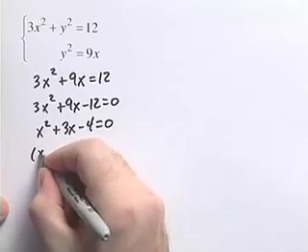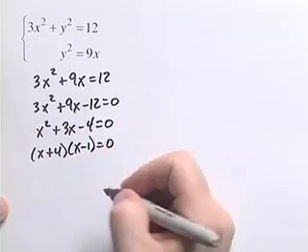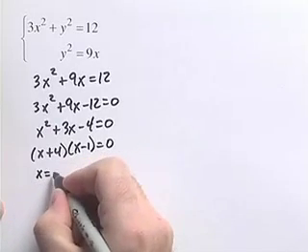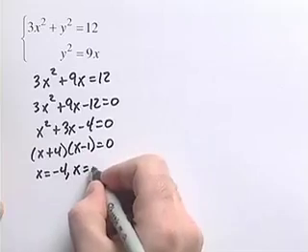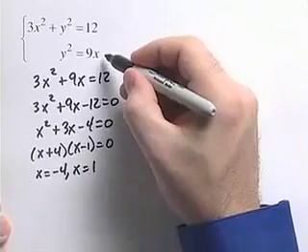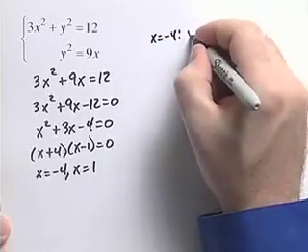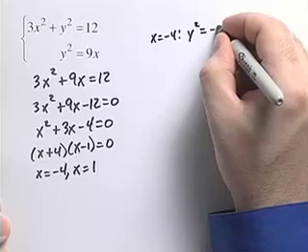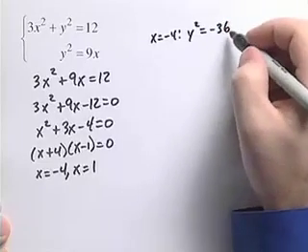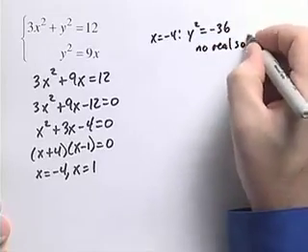We can factor that as x plus 4 times x minus 1 equal to 0. We set each factor equal to 0 and solve. Will give us x is equal to negative 4, or x is equal to 1. We need to now use these values in our second equation. If we use x equals negative 4, we'll get y squared is equal to negative 36. Since there is no real number that we can square and get a negative value, this has no real solutions.